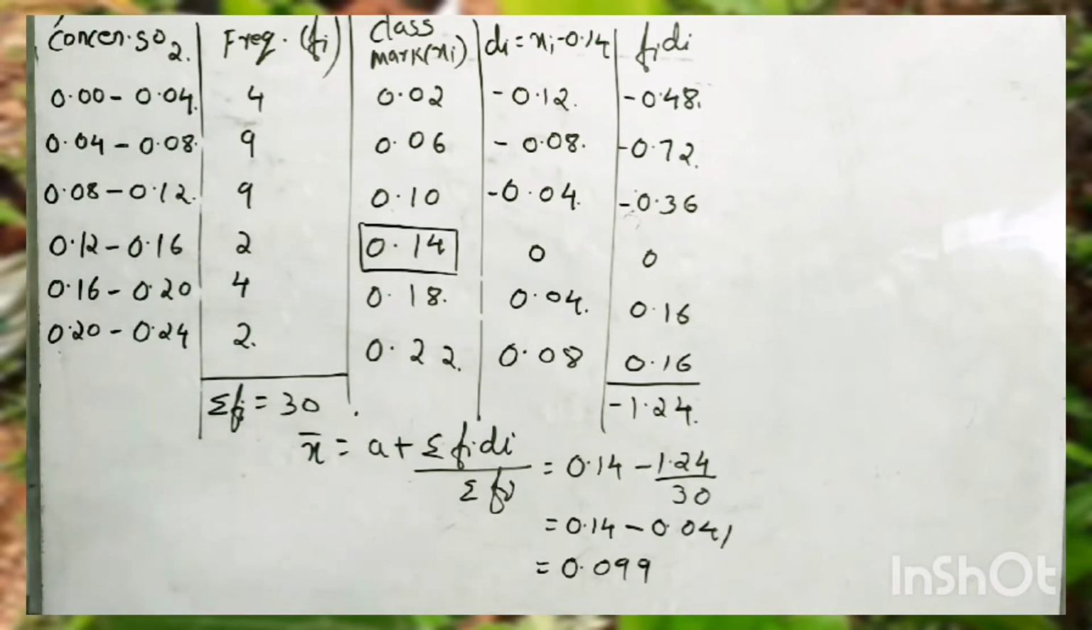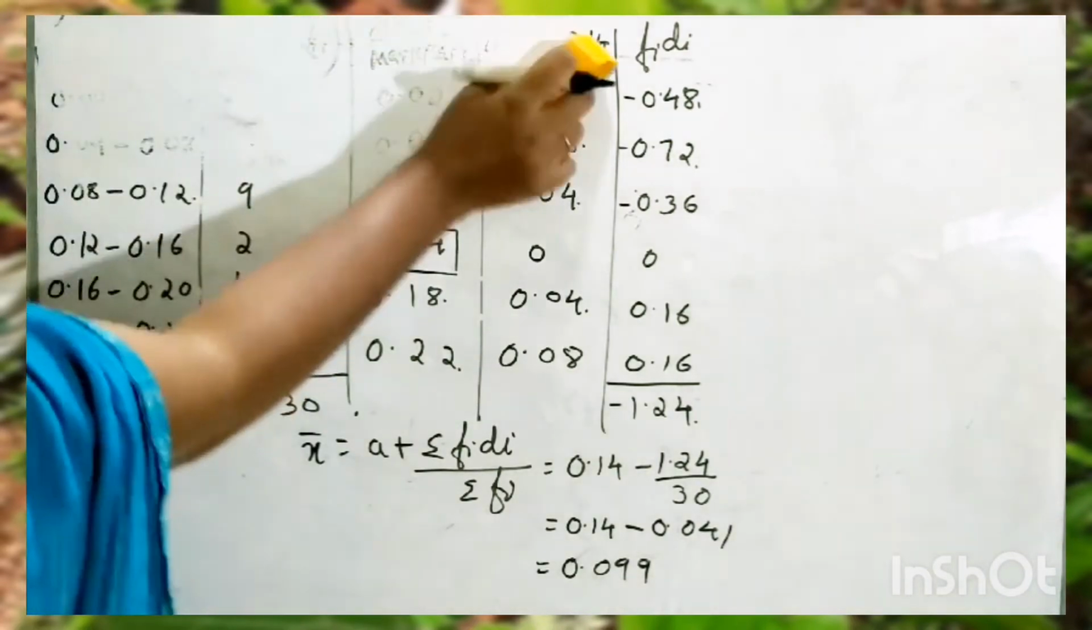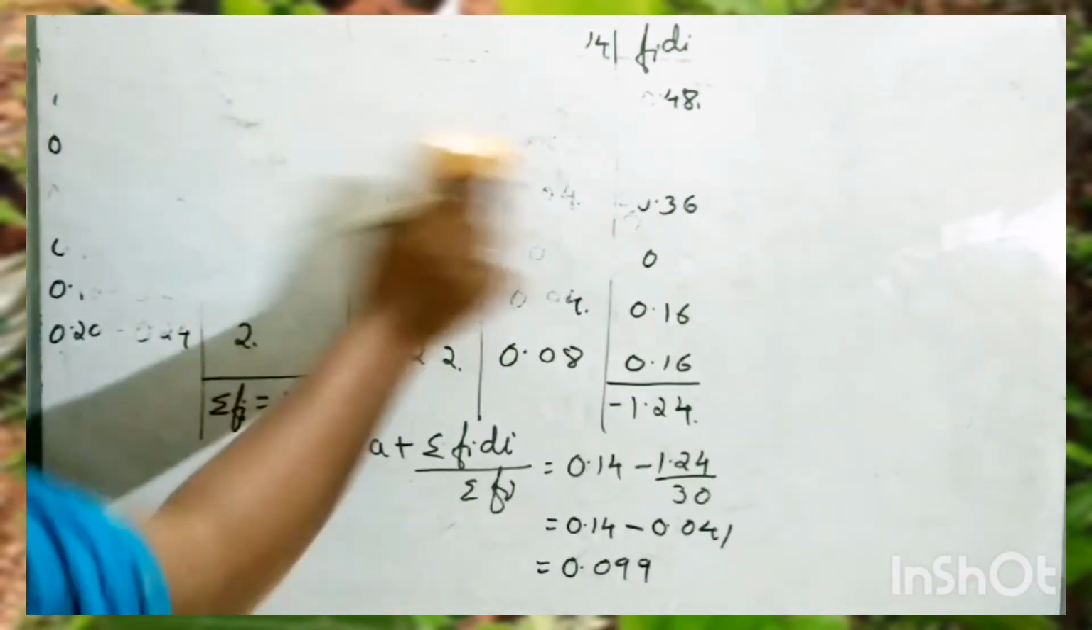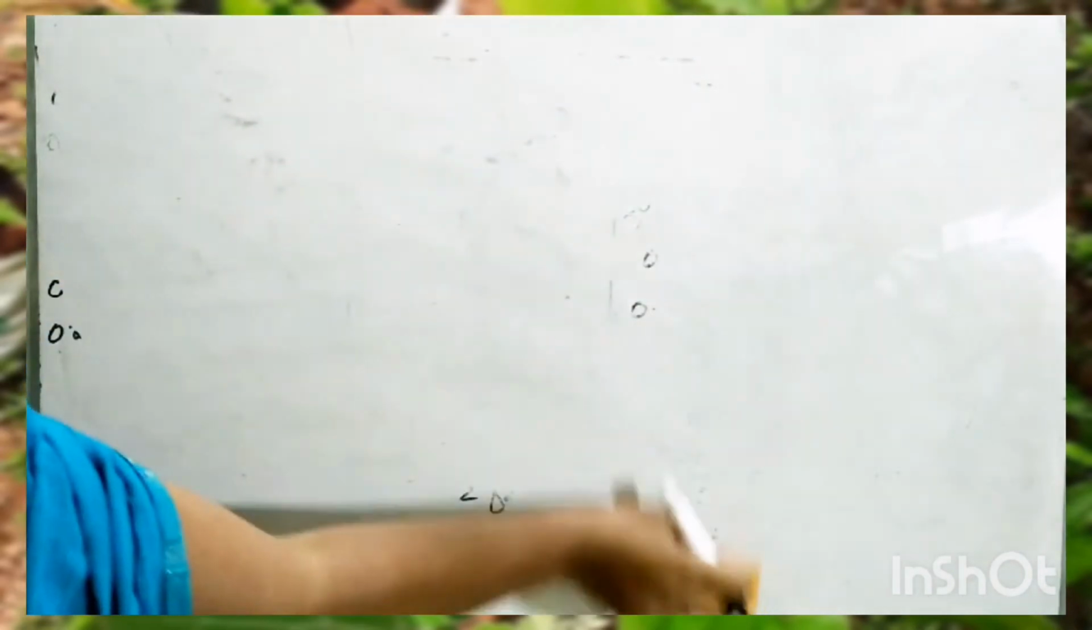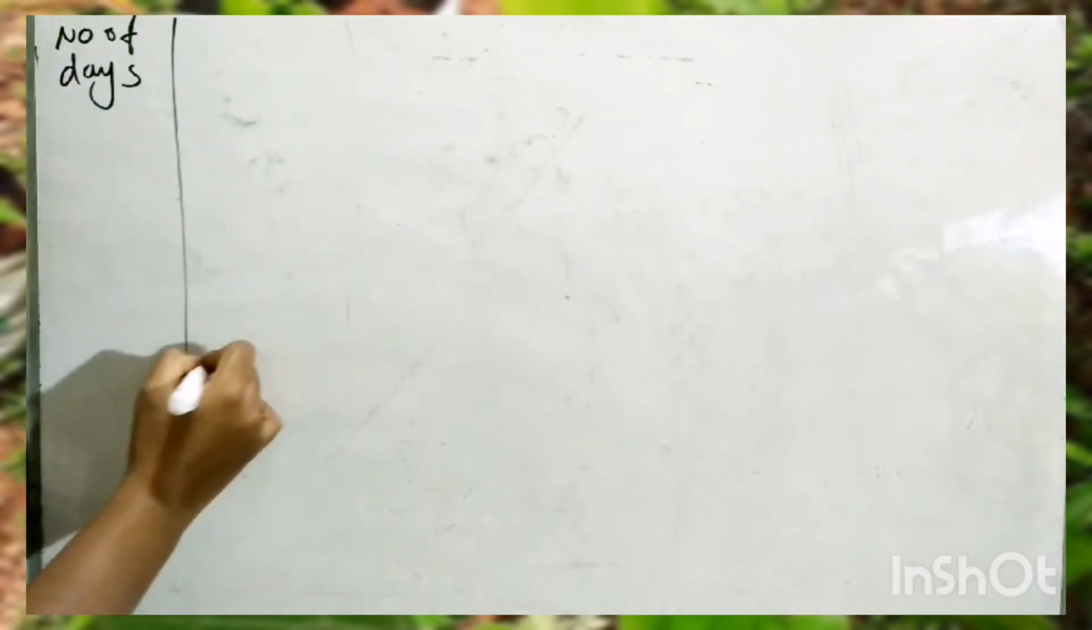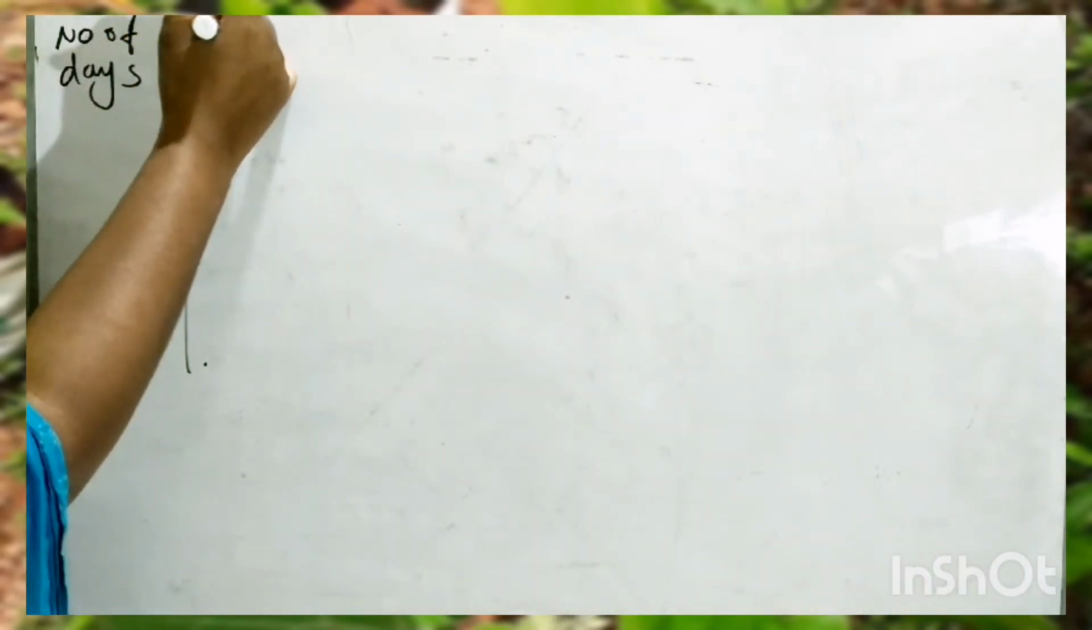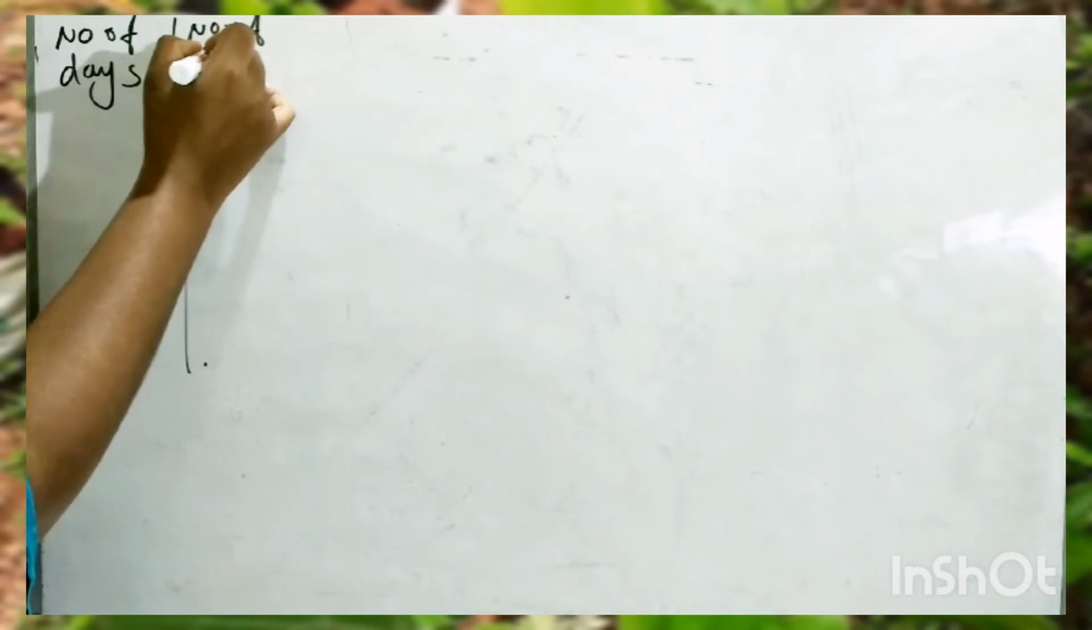Now, 8th question. A class teacher has the following absentee record of 40 students of a class for the whole term. Find the mean number of days a student was absent. Number of days, number of students.